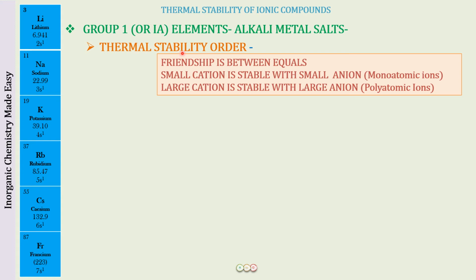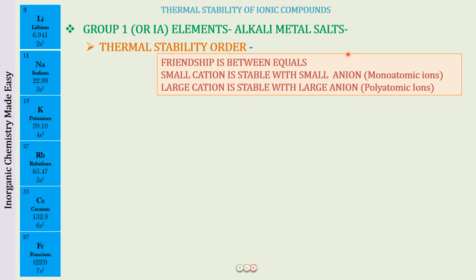Similarly, if we talk about the friendship between ions, a small cation is going to be making friends with a small anion, and a large cation is going to be making friends with a large anion. In such a case, the thermal stability is going to be more. A small cation is going to be more stable with a small anion, and a large cation is going to be more stable with a large anion.